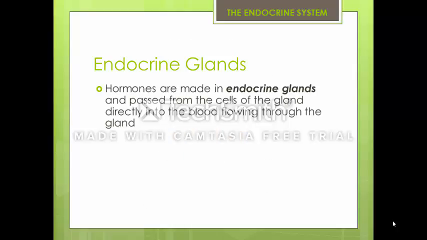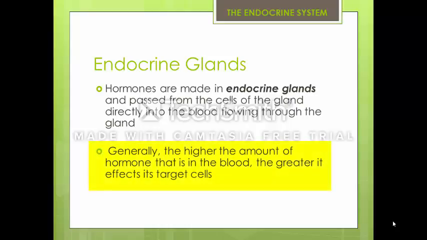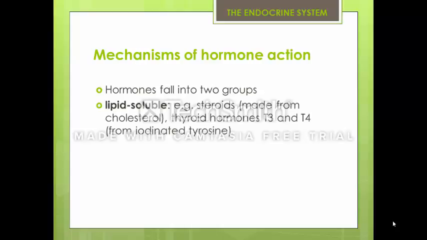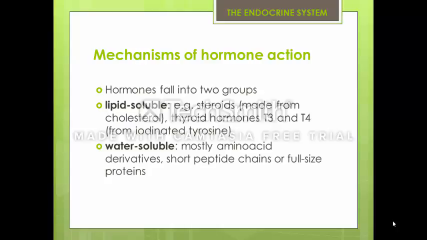Hormones themselves are made within these endocrine glands and pass from the cells of the gland directly into the blood flowing through the gland. Generally, the higher the amount of hormone that is in the blood, the greater its effects on the target cell. Hormones fall into two groups. Firstly, lipid-soluble, for example steroids, which are made from cholesterol, and thyroid hormones T3 and T4, which are made from iodinated tyrosine. The second group is water-soluble, and these are mostly amino acid derivatives, short peptide chains of full-size proteins.